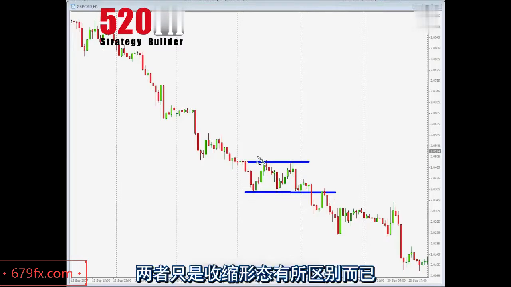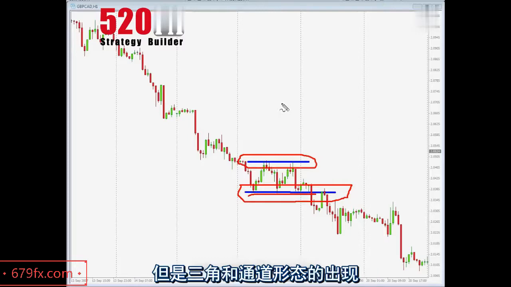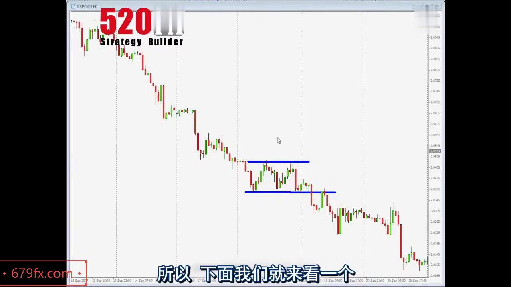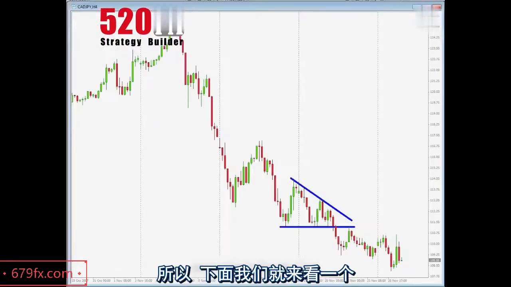At the end of the day, remember that the range is basically a triangle, where the outer boundaries of the consolidation area simply take a different shape. But the psychological reasons for triangles or ranges to form in a downtrend are basically the same.